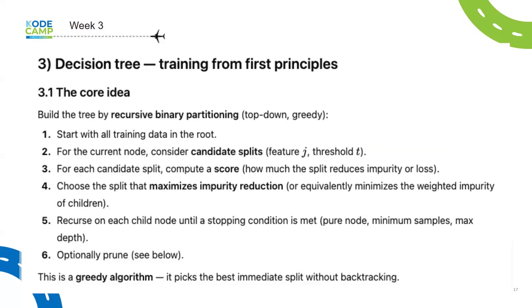So the first feature, or the first condition that you check, that's the root. So you start with all the training data in the root. Then when you go into a current node, there's what we call candidate splits. Candidate splits look at some features and then pick a threshold. Then for each of those candidate splits, you're not going to train on all the data. You're just going to take some.